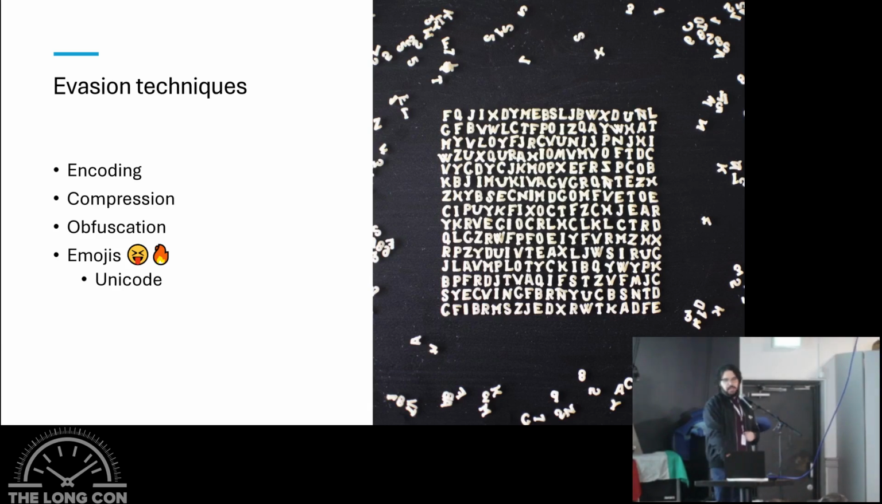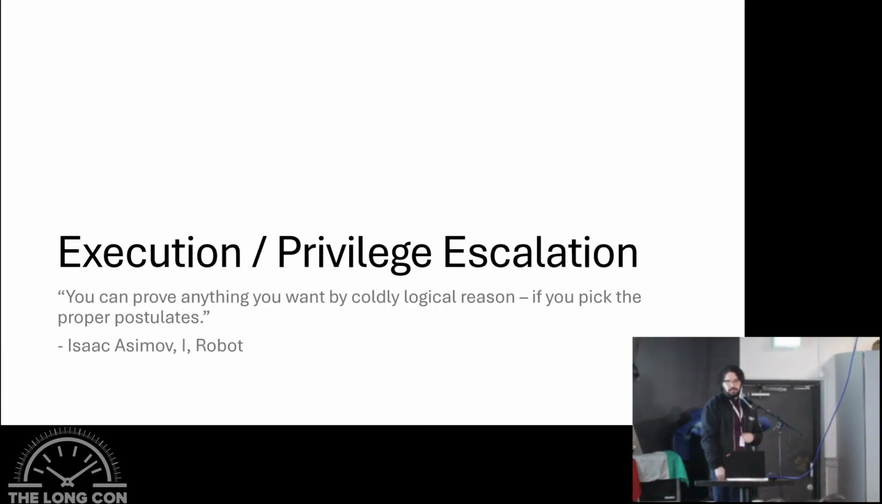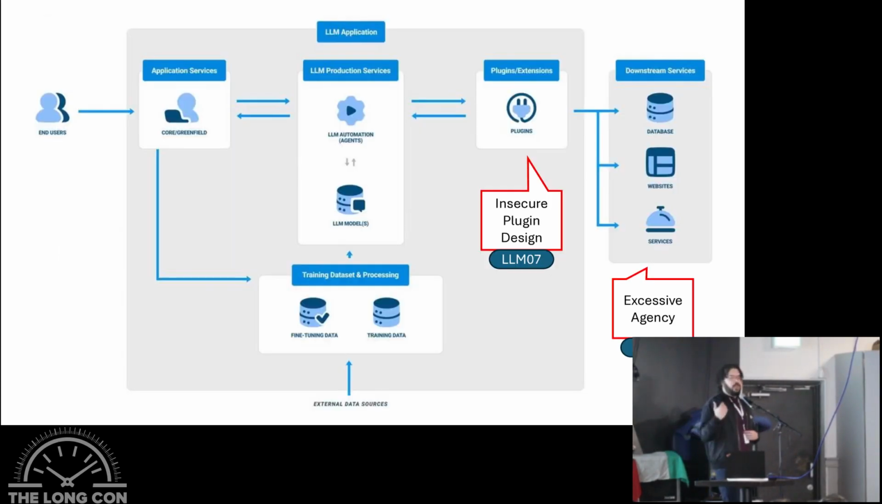Execution prevention and privilege escalation. So this is where we get to LLM 07 and LLM 08. LLM 07 is insecure plugin design. This is originally when ChatGPT had their plugins. Now this is just functions and tool calling. So if you've ever used LangChain or heard of LangChain, it has access to a whole bunch of internal tools, and then you can create other tools.